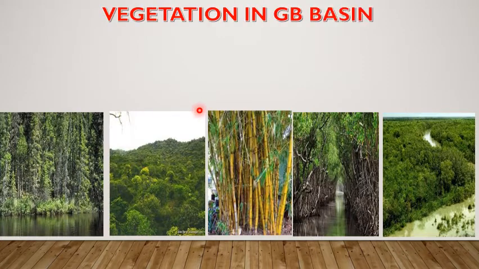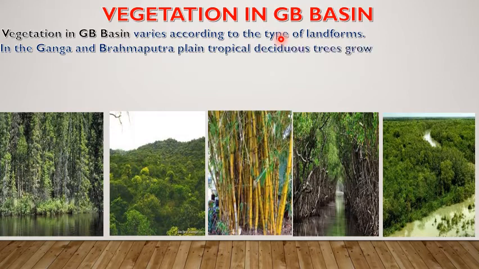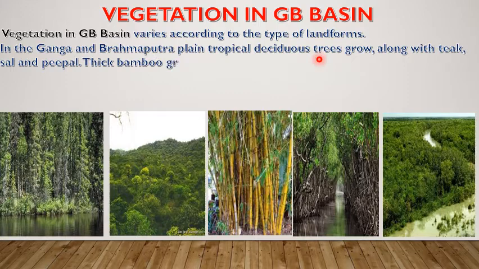Vegetation in the Ganga-Brahmaputra basin. Vegetation varies according to the type of landform, because if it is plain, there are different kinds of vegetation; plateau, different kinds; mountain, different kinds. In the Ganga and Brahmaputra basin, tropical deciduous trees grow, along with teak, sal and peepal. This is what we have to see.